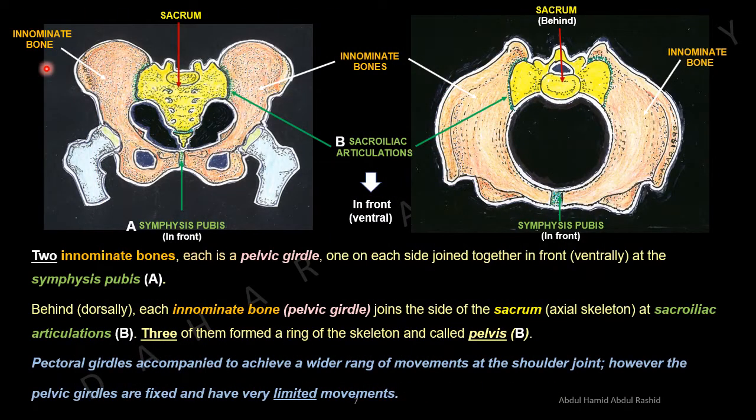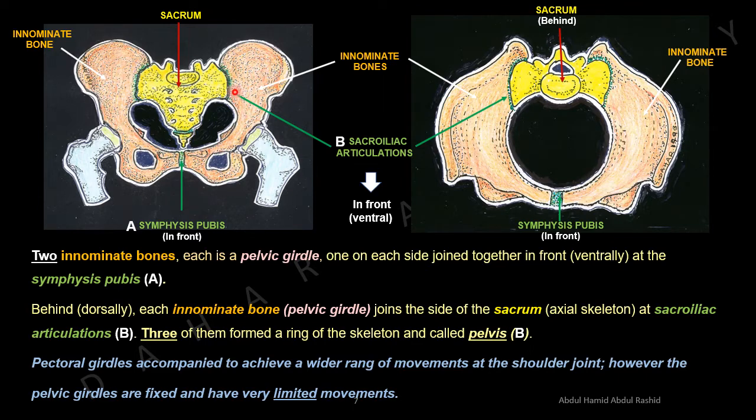We have two diagrams here. One is seen from in front, anterior view. One is seen from above, superior view. If we follow the color code, this light blue is the appendicular skeleton. These are the bones of the lower limb. Yellow color is the axial skeleton. This is the sacrum. And here on either side is the pelvic girdle. Each is the innominate bone, and just now I mentioned each innominate bone is the pelvic girdle. In the previous slide, I mentioned it.